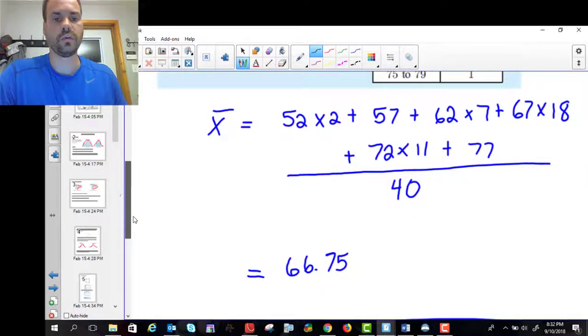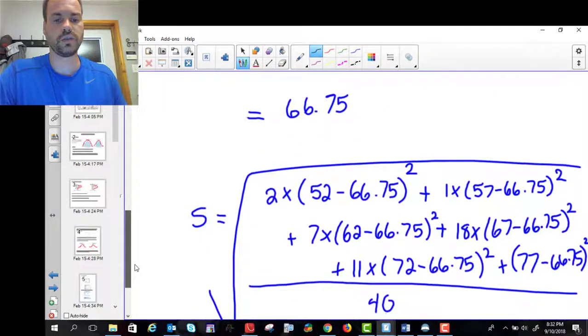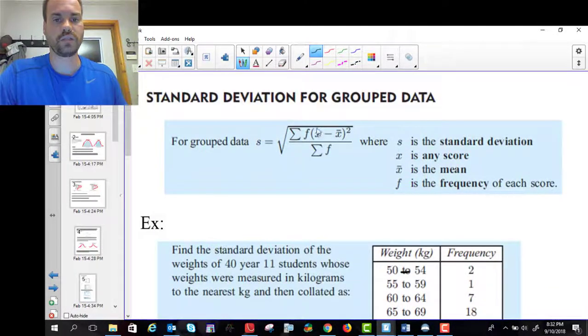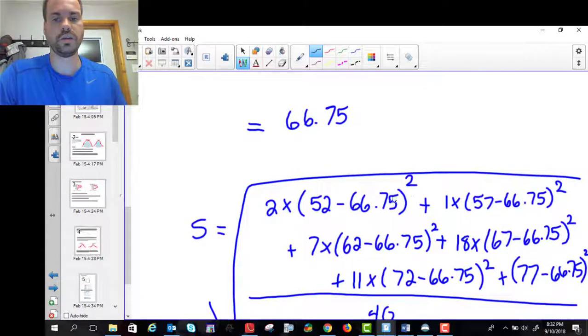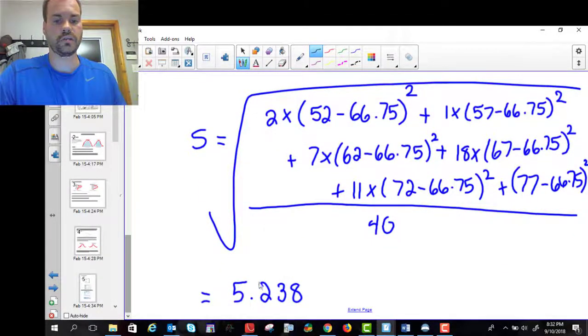And that gives you a mean, 66.75. And then we go into our standard deviation formula, which is up here. We take the frequency multiplied by the number subtracting the mean squared. So the first frequency is 2. So we take 52 minus the mean squared times 2. The second frequency is 1. So we take 57 minus our mean squared times 1. Then 7, 18, 11, and 1 again. And that will give us our standard deviation. All right. So that's how you use the formula.